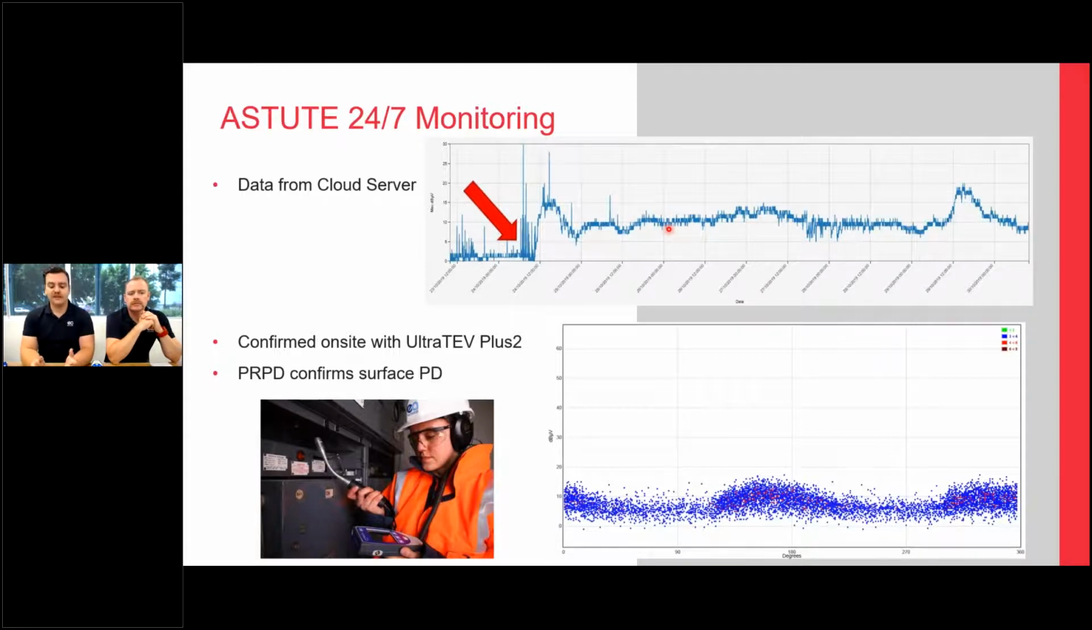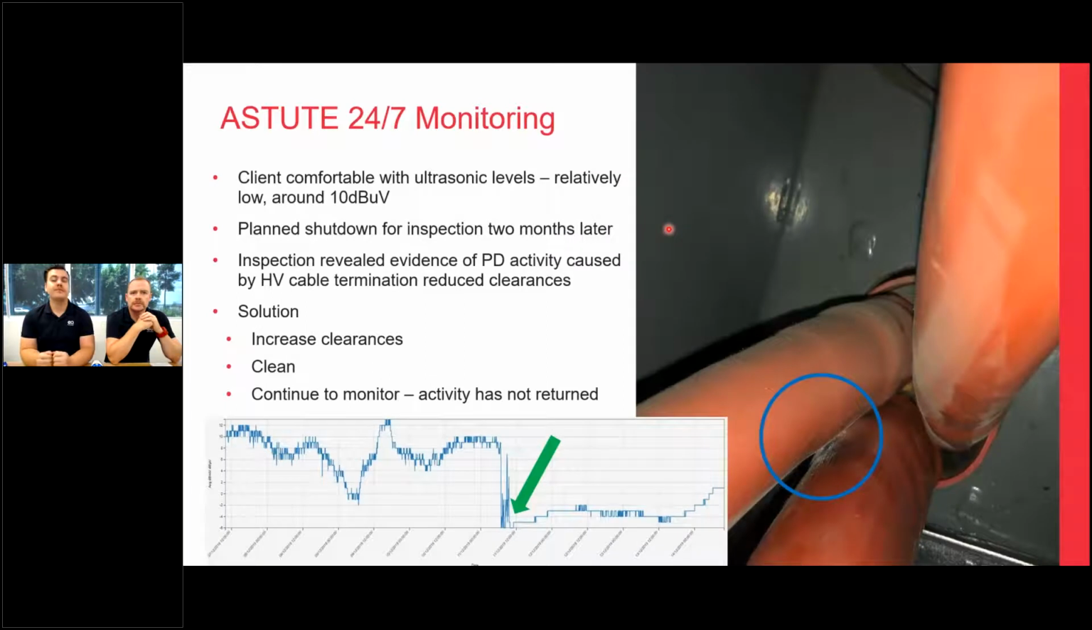Once again, we discussed it with our client, and on their matrix for their company, this 10 dB source was not considered to be a high tier issue. So rather than doing an immediate shutdown to find and fix the issue, they planned a shutdown for 2 months later. So 2 months later, they were able to de-energize and open up the cable box.